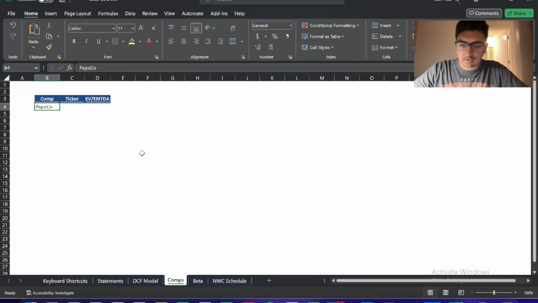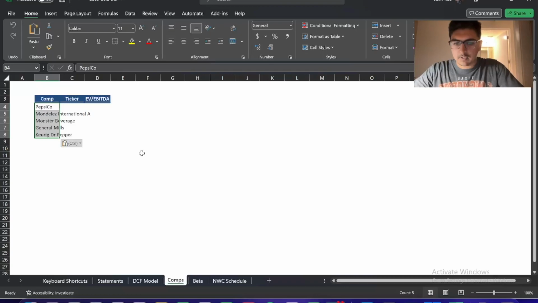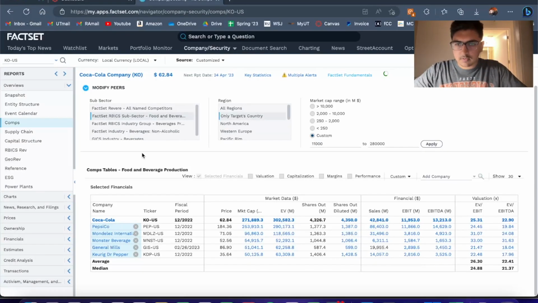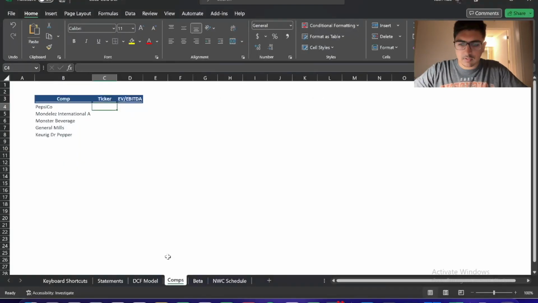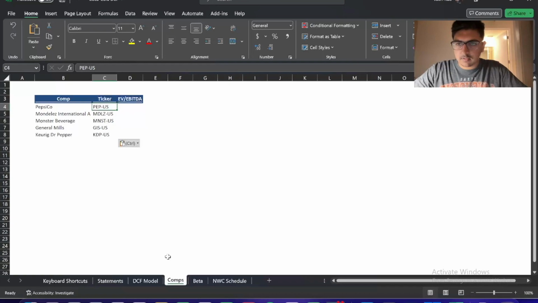Control Shift Alt ES. I want Unicode text, please. Okay, totally fine. All right, and now let's get these tickers. Actually, I might just Control C, Alt ES, Unicode text. It's totally fine. So I'll just do this. This is Pepsi, MDLZ. I'm being pretentious. MNST, GIS, Keurig Dr Pepper.